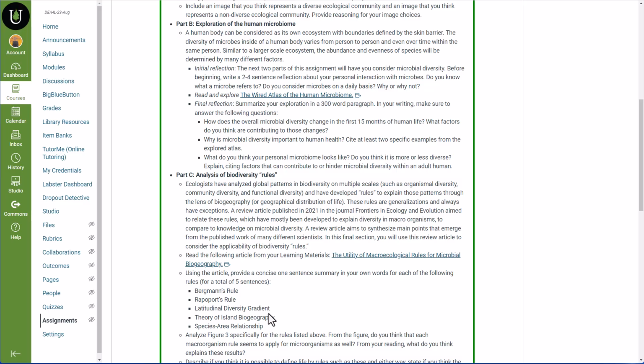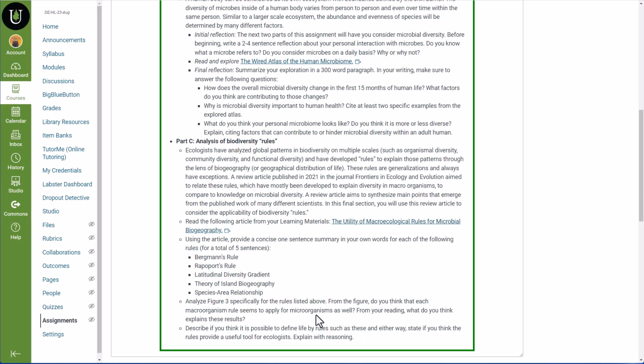Now it wants you to first describe each one of those things, and then it wants you to think about what does that mean in terms of the microbiome. Do you think those rules would still apply to the microbiome and justify that? So why might they be different? Why might they be similar? Give some reasonings of that. And this is addressed in this link.